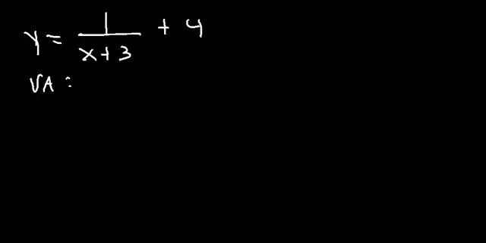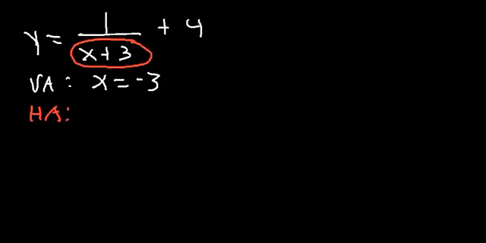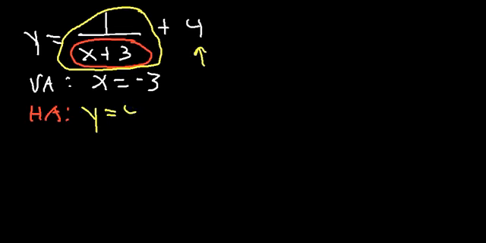So let's say we have y is equal to 1 over x plus 3, plus 4. The vertical asymptote is at x equals -3, based on this term here, if you set it equal to 0. Now the horizontal asymptote for this fraction is 0 because it's bottom heavy. The degree of the denominator is higher than that of the numerator. But it's 0 plus this number, 4. So it's actually y equals 4. It's been shifted up 4 units.